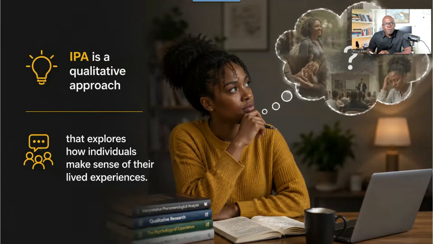IPA is one of the phenomenological approaches, right? So what is phenomenological approach? It's a qualitative approach. Whenever you are doing a research and you want to capture the experience of participants, you can use phenomenological approach. But there are two main types of phenomenological approach. We have the transcendental phenomenological approach. Sometimes we call it descriptive phenomenological approach.